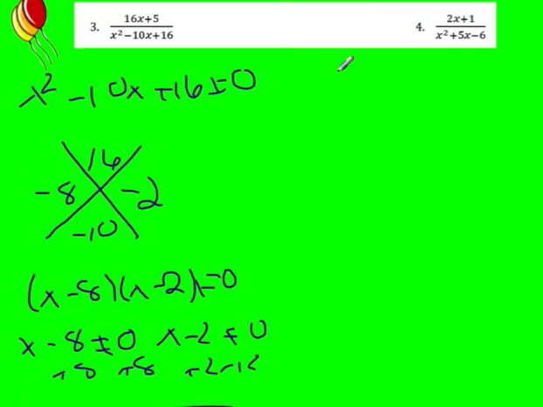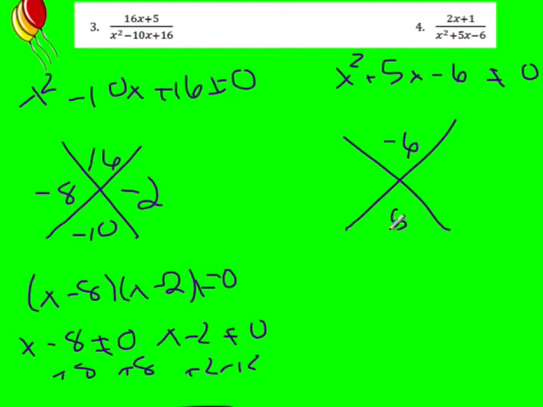Next, taking a look at number 4, same thing, x squared plus 5x minus 6 cannot be 0. So now we're setting this up. So we're multiplying to negative 6 and adding to 5. So that's going to be negative 2 and positive 2.